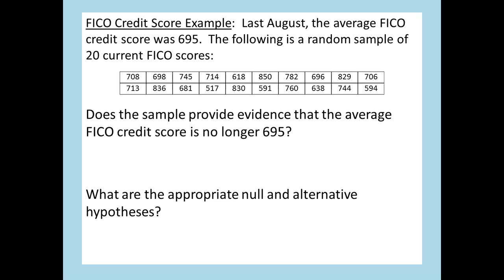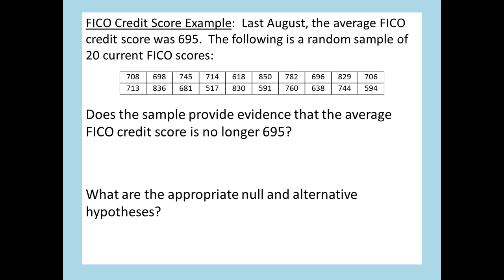We have a sample of 20 current FICO scores, and it says that last August the average FICO credit score was 695, and we're looking for evidence that it's changed. Right before the question mark, no longer 695. There's no specified direction there. It's not asking, do we have evidence that the average FICO credit score is now less than 695 or greater than 695, just that it's something else? So this is where you need the not equal to in the alternative hypothesis.